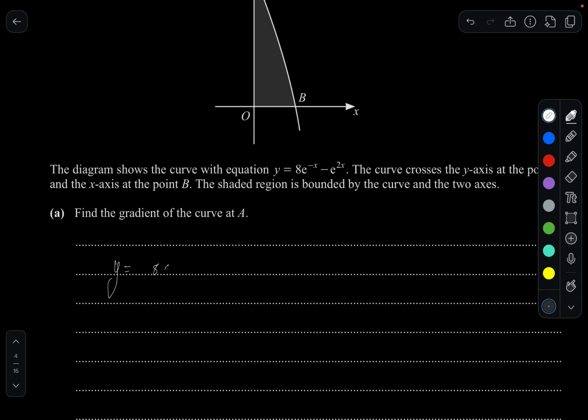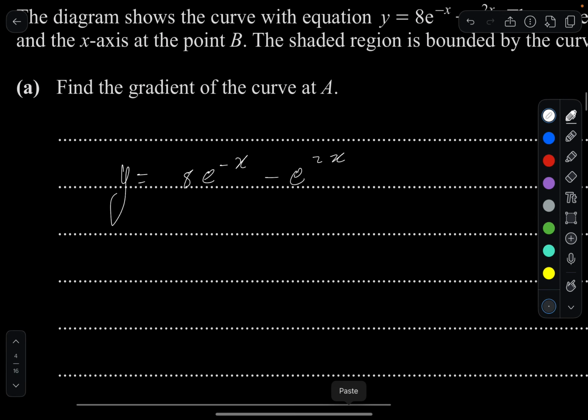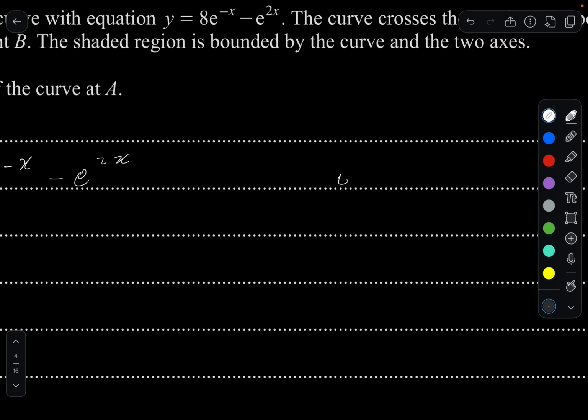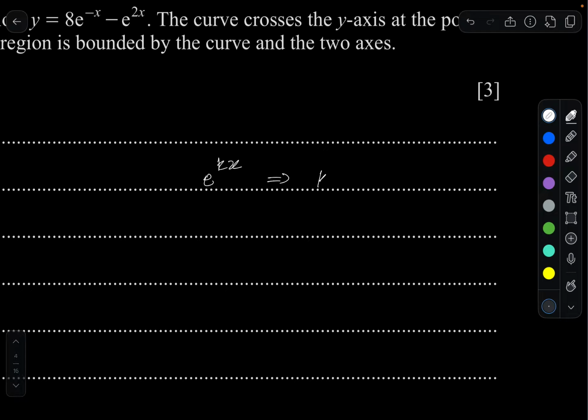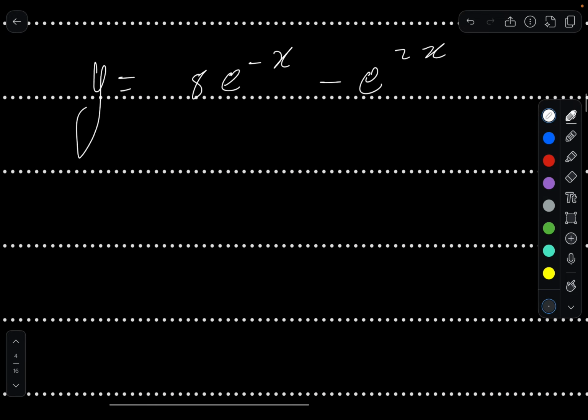So it's 8 e to the power of negative x minus e to the power of 2x. Just remember, when you have e to the power of negative something or e to the power of x, it will be the following. If you have e to the power of kx, the derivative is the derivative of the top, which is k in this case, times e to the power of kx, the original. So with this part, we just apply the same thing.